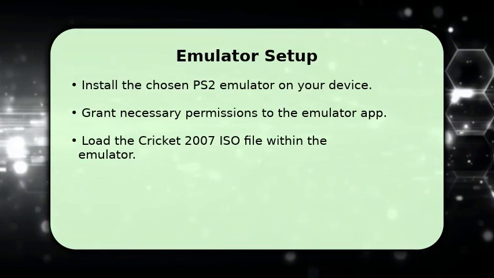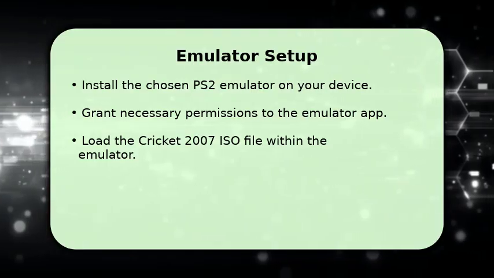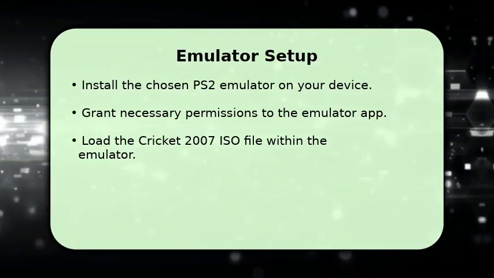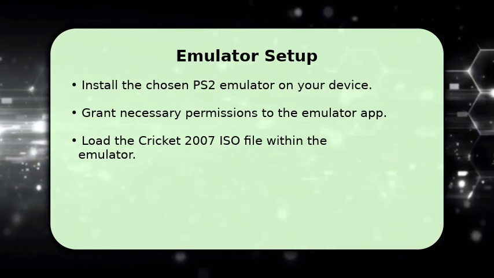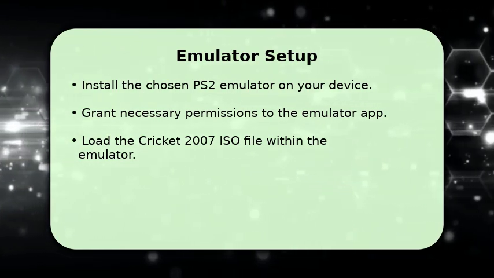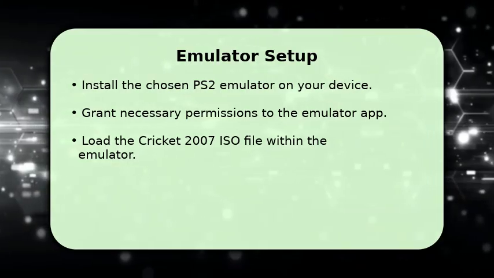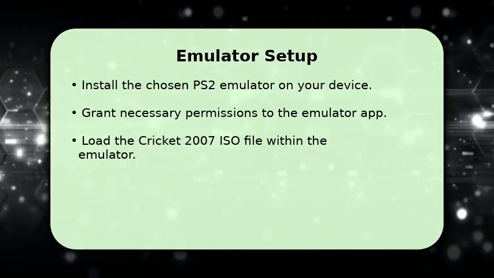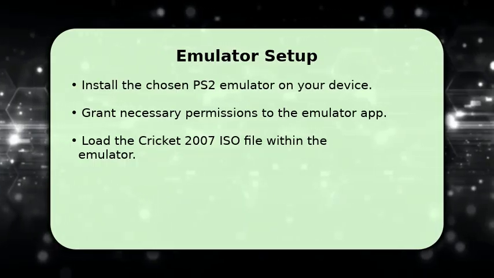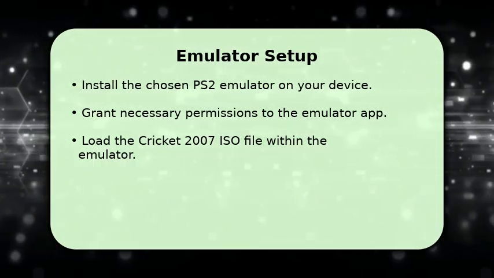Once downloaded, install the emulator app on your Android device. Open it and grant any requested permissions, which are usually for storage access. Next, navigate within the emulator to find and select your Cricket 2007 ISO file. This tells the emulator which game you want to play.